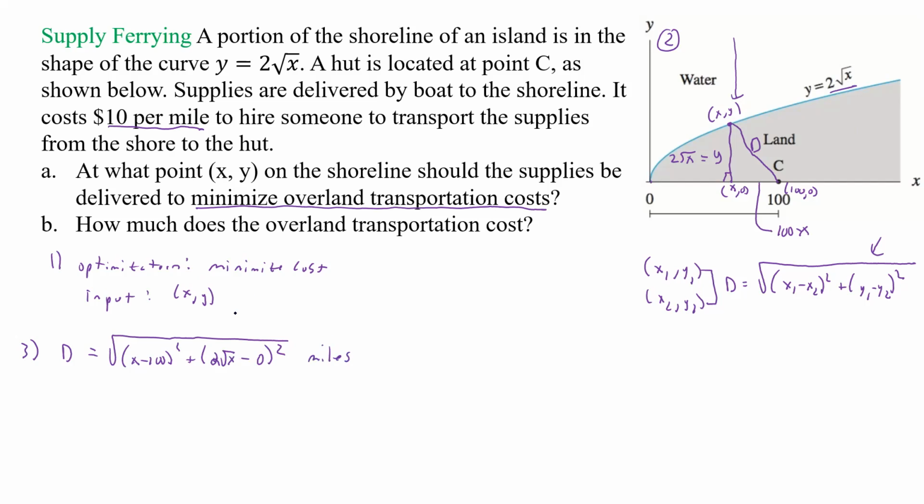And so what is our cost? That's a distance, and we want to minimize the cost. Well, cost is equal to d times what? Times $10 per mile. Well, can we simplify that? We said d was this, so we can take 10 times that.